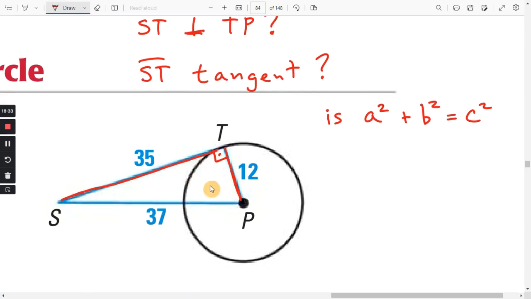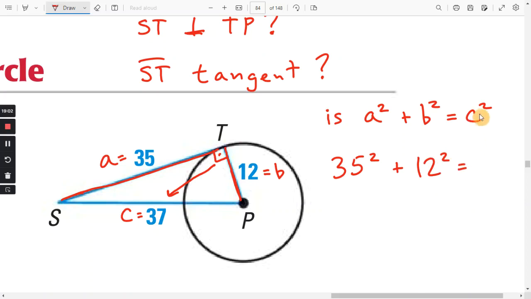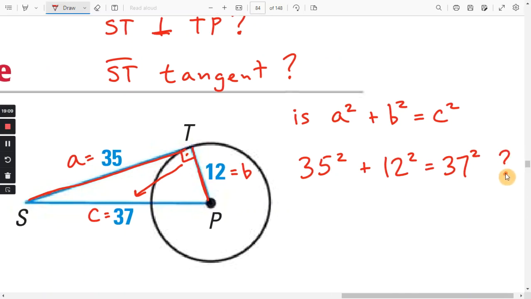All right, so across from the supposed right angle is the hypotenuse, that's C. The other two sides, it doesn't matter which is A or B. So I'll let A equal 35 and I'll let B equal 12. So A squared is going to be 35 squared. B squared is going to be 12 squared. And C squared is going to be 37 squared. All right, we don't know if this is true yet, so I'll put a question mark there.